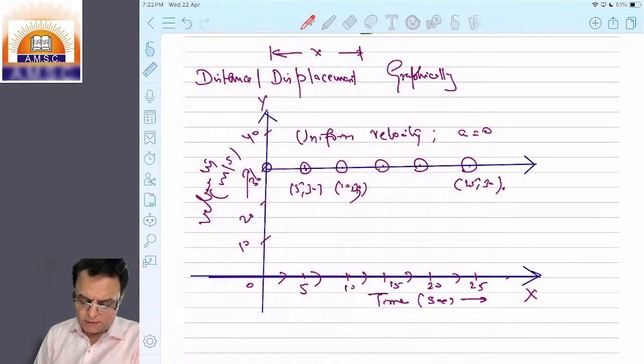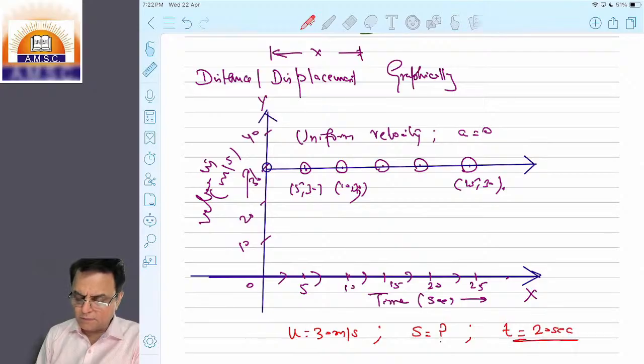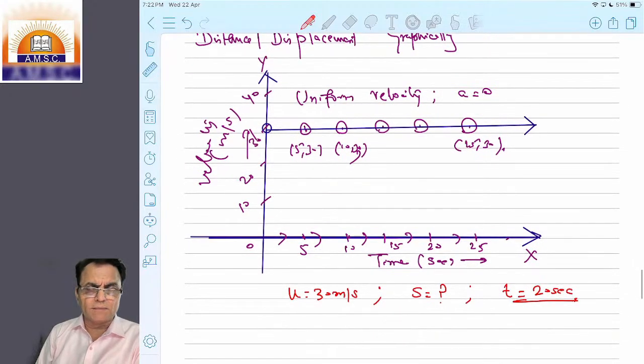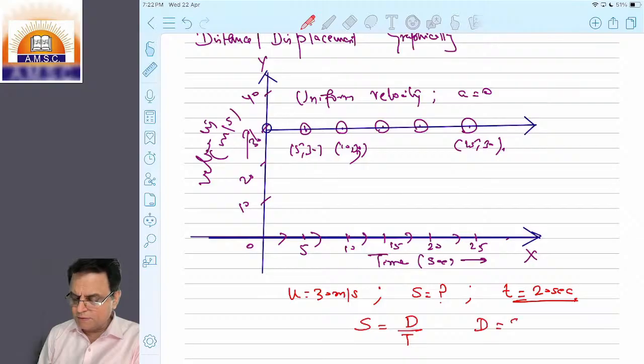When the initial speed was 30 meter per second, what is the distance or displacement traveled by the moving object when I'm considering a time of 20 seconds from the above graph? First of all, tell me what is the formula of displacement or distance mathematically? Speed is distance upon time. So distance is speed into time.